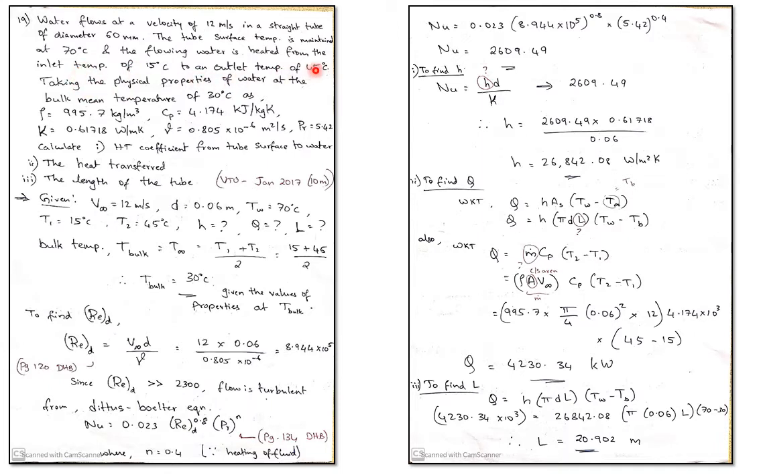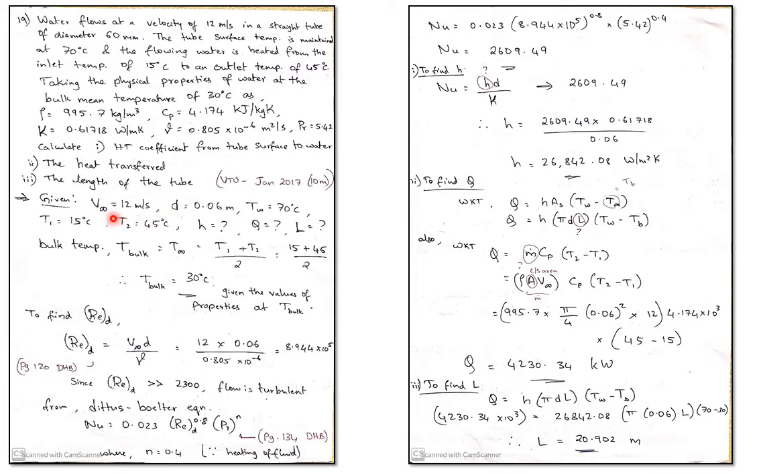The water is heated from 15 degrees to an outlet temperature of 45 degrees Celsius. The bulk mean temperature of the water and the physical properties of water are given. Now, calculate the heat transfer coefficient, heat transfer rate, and length of the tube.